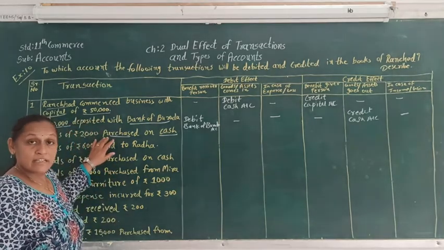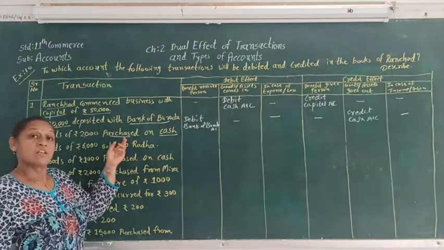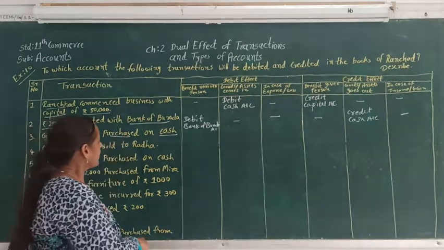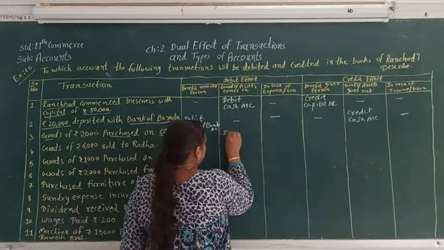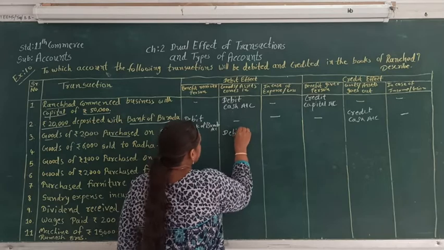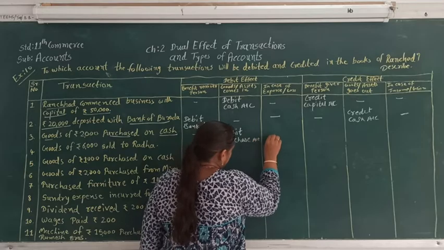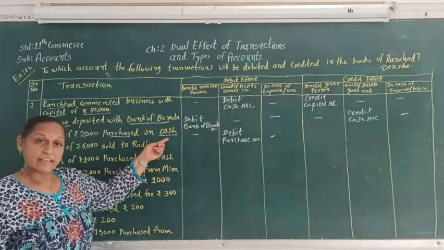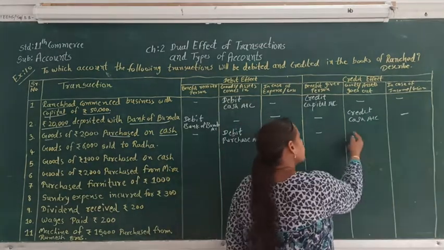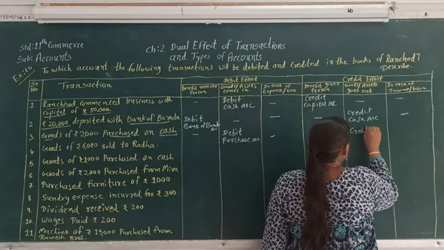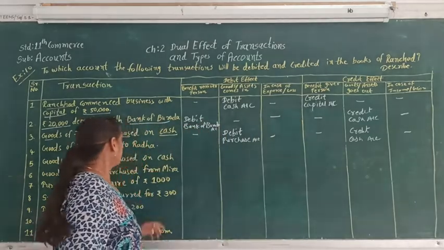For that we know the rule: debit what comes in. So what is coming in the business? Goods is coming in the business. So here we are going to debit the purchase account. So here debit purchase account, and credit is going to be cash account, and again it is an asset account. So here we are going to write credit cash account. So this is the effect of the third transaction.